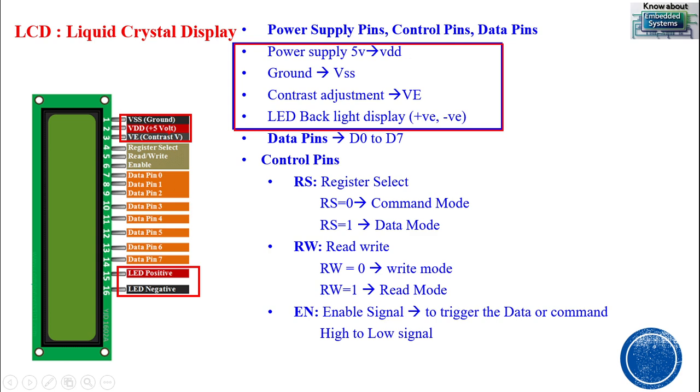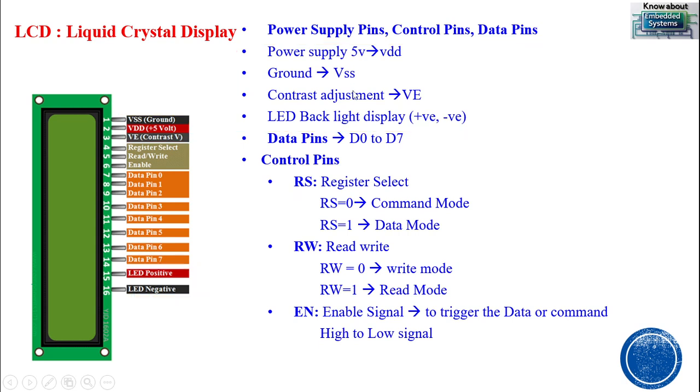There are a total of 5 pins reserved for your power supply: 5 volts VDD, ground, contrast adjustment, and LED backlight display positive and negative. So this is the first set of power pins available in the LCD. The second set of pins available is called data pins.